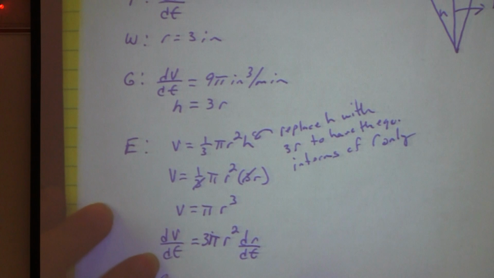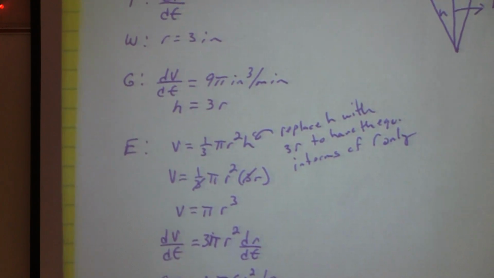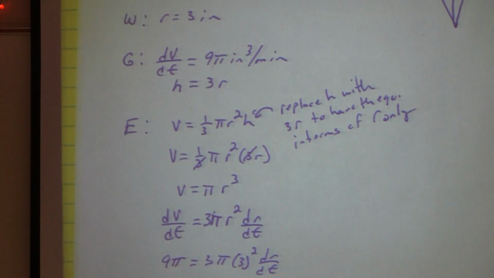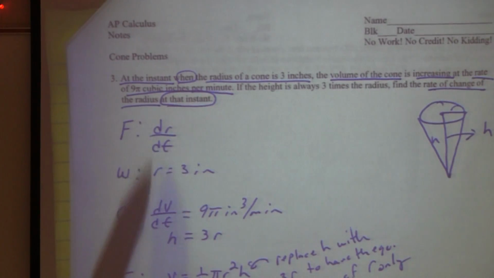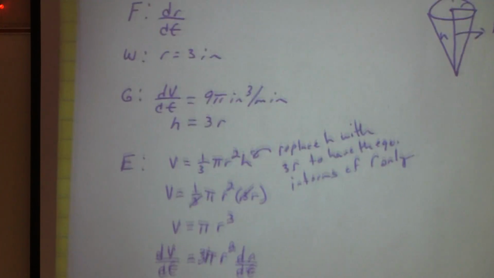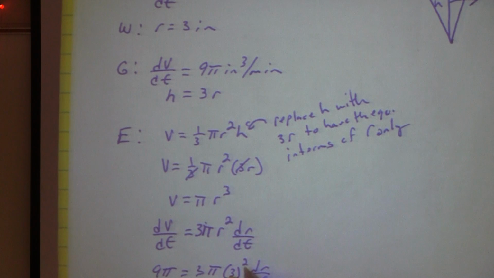Do I know dV/dt? 9 pi, plug it in. 9 pi equals 3 pi times r, what's r? 3 squared dr/dt. You see how that worked out for me, made it a whole lot easier? By replacing that h. So I always have to look at and see what it is that I'm looking for to make sure that my equation is in terms of that. Make my life easy. Alright, so 3 squared is 9. 9 times 3 is what?